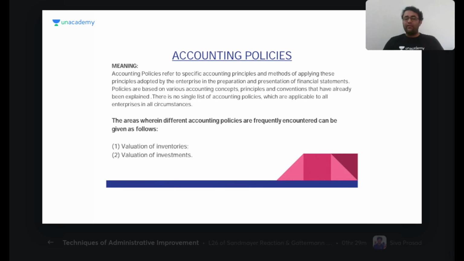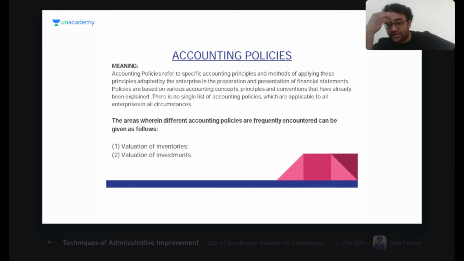Now, like we have spoken about conventions, principles, procedures, and concepts, we talk about the last topic for the session, that is accounting policies. Accounting policies refers to certain accounting principles and methods of applying those principles adopted by an enterprise in the preparation and presentation of financial statements. Policies are based on various accounting concepts, principles, conventions that have already been explained. There is no single list of accounting policies which are applicable to all enterprises and circumstances. The areas wherein different accounting policies are frequently encountered are given as follows.